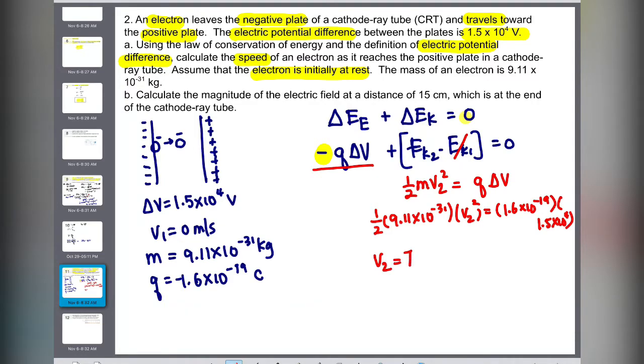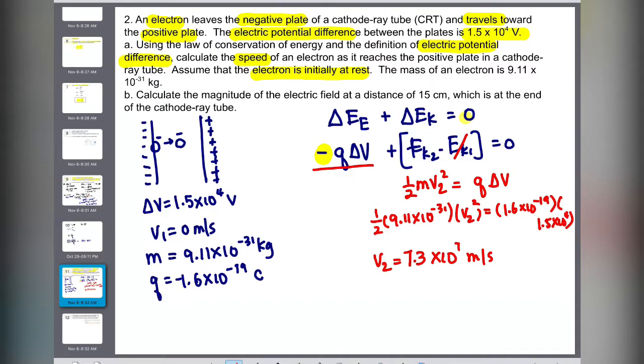So I got V2 equals 7.3 times 10 to the 7 meters per second. Okay, so that's the first one.